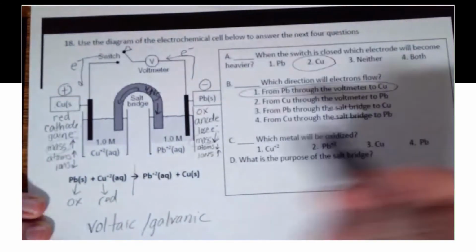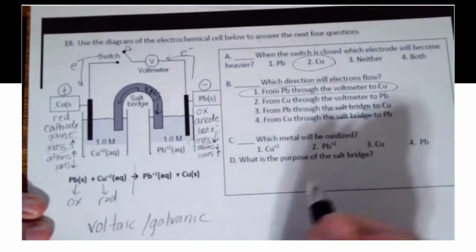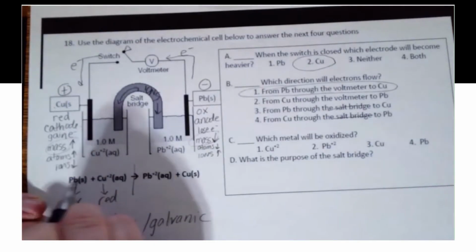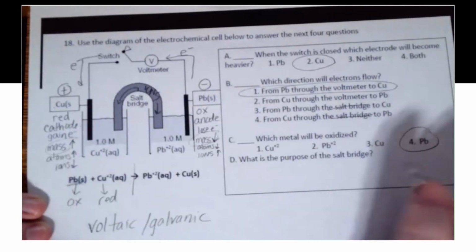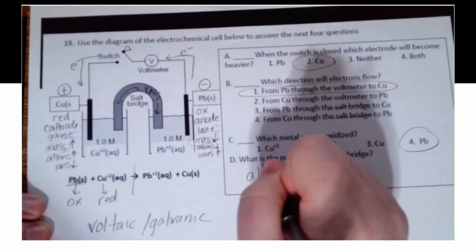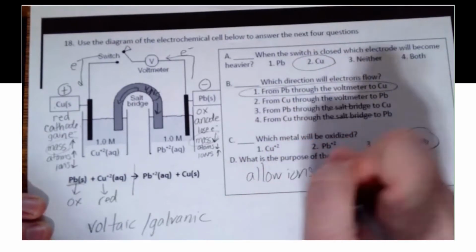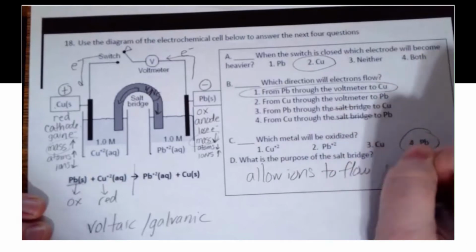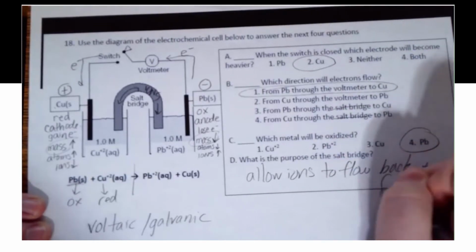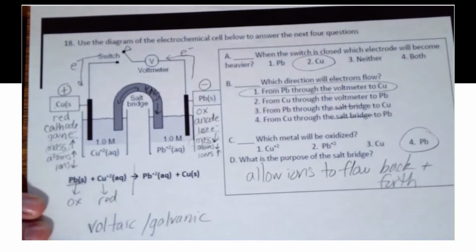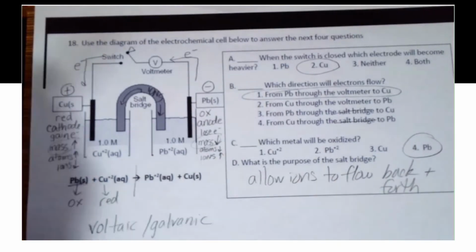Which metal will be oxidized? Look, I wrote it down here. Pb, without the charge. See what it looks like here? And what is the purpose of the salt bridge? So allow ions to flow back and forth. I could say to keep the cell electrically neutral. But there you go. That's the first one.